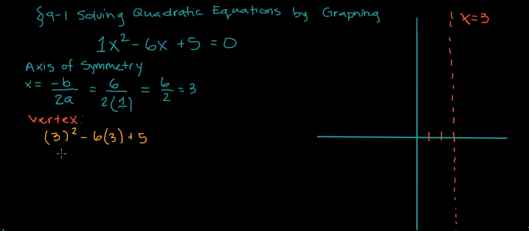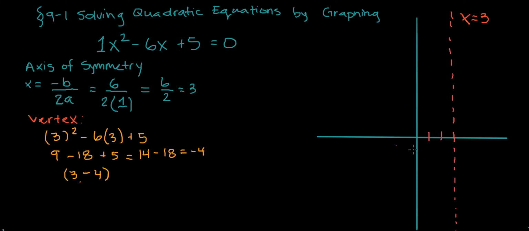And then I'm going to go through the order of operations. This would give me 9 minus 18 plus 5. And then 9 and 5, since they're both positive, I like to combine them. It gives me something a little bit easier to work with. I have 14 minus 18, which is equal to negative 4. I now have a vertex at 3, negative 4.